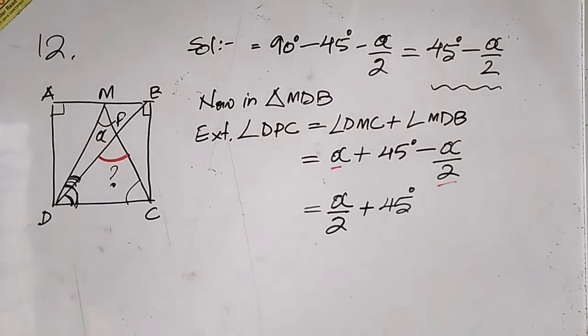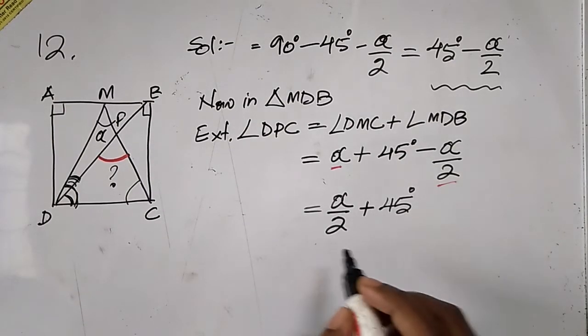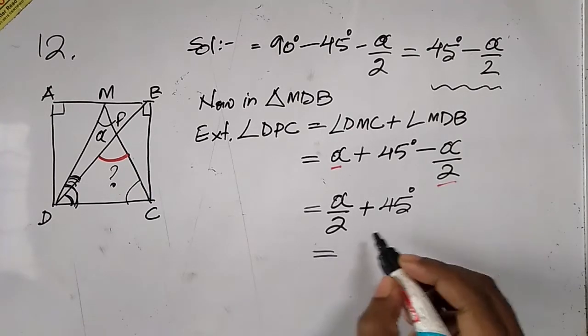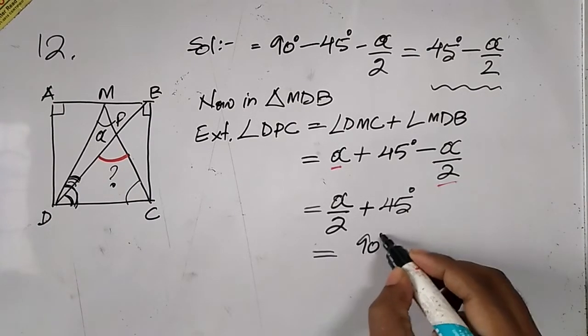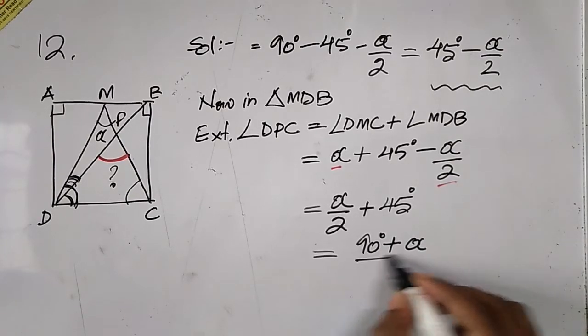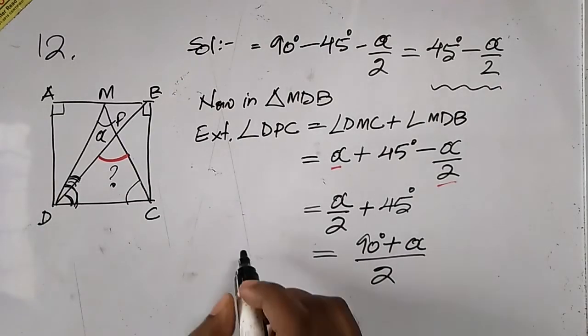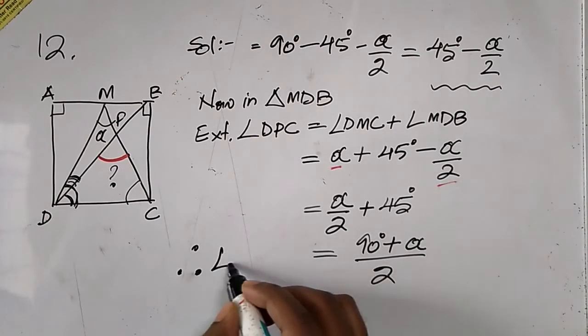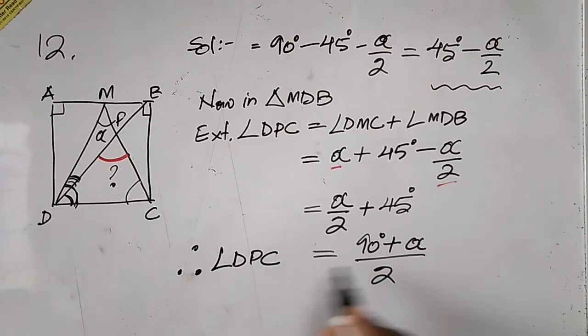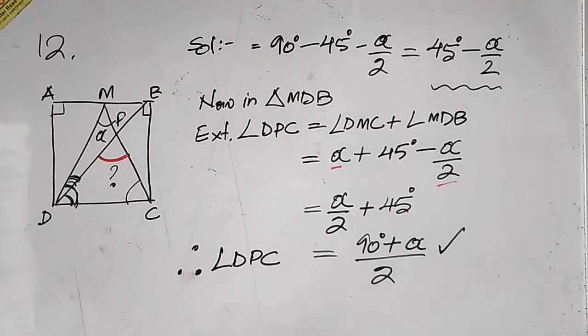I know it has taken a long time because I have to explain every step, but once you know the idea how to solve it, when you do it by yourself, it will be much quicker and easier for you to solve it. Alright, so that's the reason why we have got the answer as 90 degree plus alpha by 2. Okay, so this is the value of which angle? Therefore, angle DPC is equal to 90 degree plus alpha by 2. Alright, this is what the question asked. We have to find angle DPC in terms of alpha. Alright, I hope you have understood.